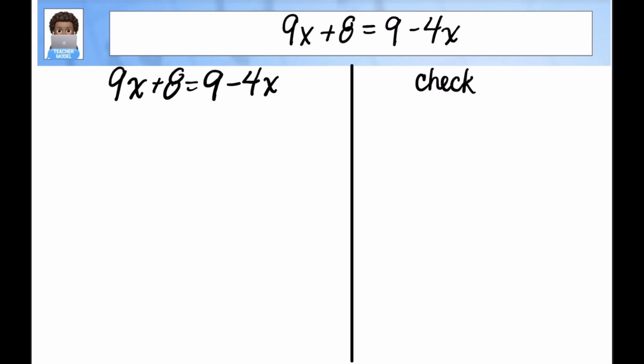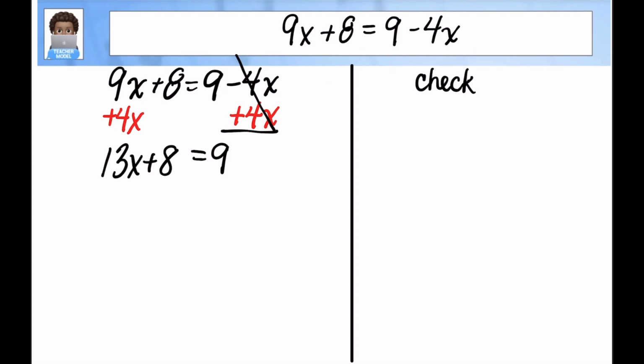I like to usually move either the smaller coefficient or the one that's negative. That's just me because I'd rather add than subtract, but it's up to you. Okay, so I'm actually going to add its opposite here. Just my choice. So that I'm left with only 9 on this side and 13x plus 8 on the left. And now it does look like our ax plus b equals c. That's the form I wanted. From here, we know what to do.